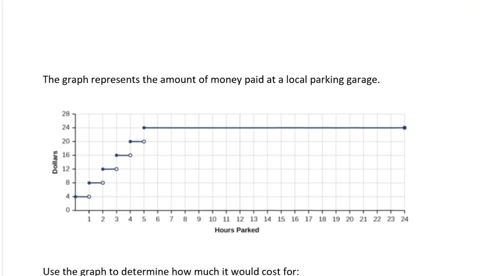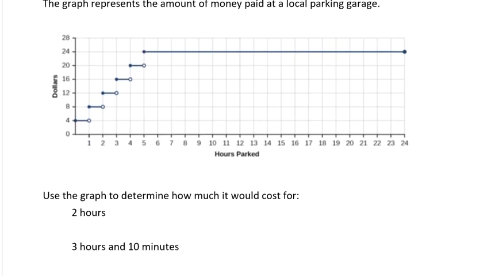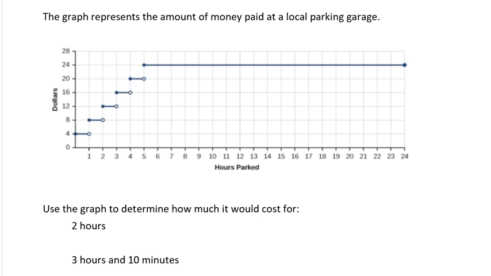All right. So we're going to keep on looking at functions, and we're going to start here with this graph. You can see the graph here represents the total amount paid at a local parking garage. So depending on how long we park, it's going to affect how much it costs. So we're going to use the graph above to determine how much it would cost for 2 hours.